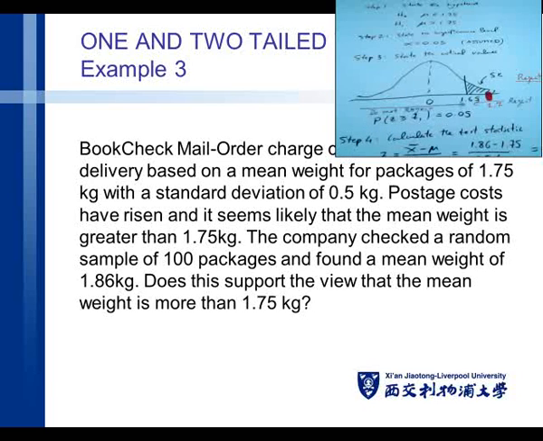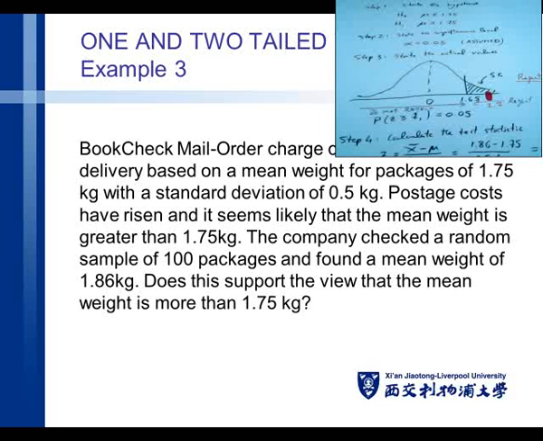Why did we reject? The sample average was so different from what we thought was the population average that it's so unlikely that the population average is actually 1.75 or less. Okay? Therefore, it is unlikely that it came from that population average. It is unlikely that the population average is true. Okay?